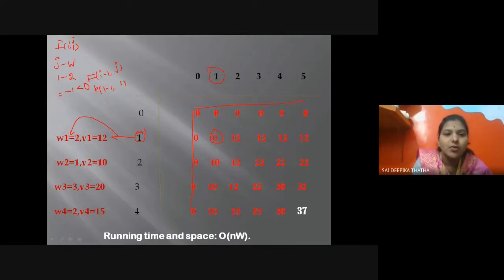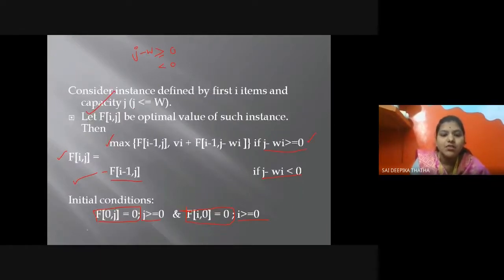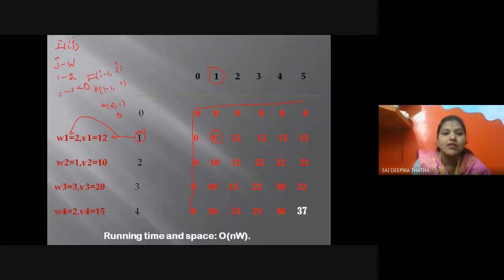It is going to be f of 0 comma 1. What is f of 0 comma 1? It is also going to be 0 using initial conditions. f of 0 comma j is nothing but 0. So by using initial conditions, I am getting the value of f of 0 comma 1 as 0. So straight away I can put 0 in this.